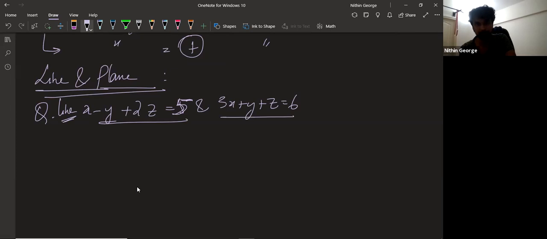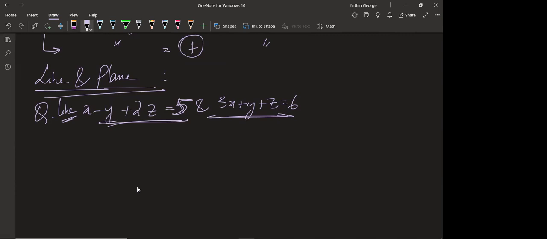So this is an intersection of two planes, right? I have to form a line out of this. That's the idea. Okay. Like two planes will intersect in a line. You have to find that line basically. There's a technique here which I want you to learn.